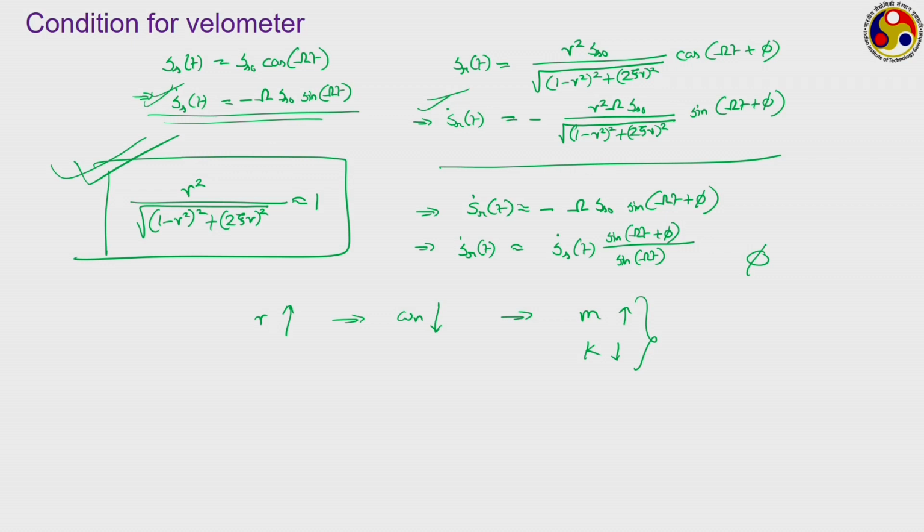Now, let us check the condition for an accelerometer. Again we first check the imposed part. We know that the imposed displacement S_s(t) is equal to S_s0 cos of omega t. Correspondingly, the imposed velocity is equal to minus omega S_s0 sin omega t, which we used in the previous slide for a velometer, but now our objective is on acceleration.